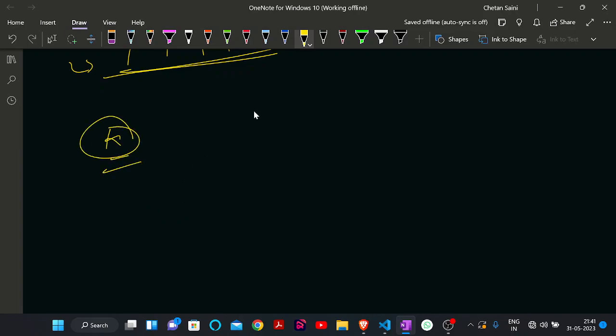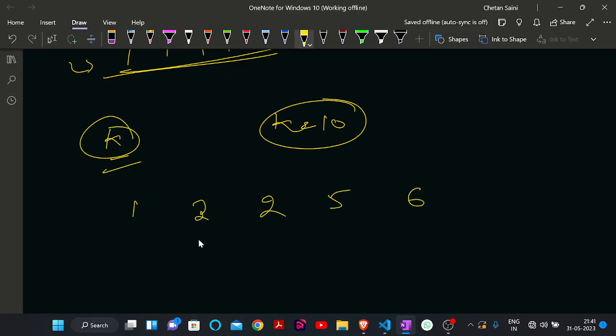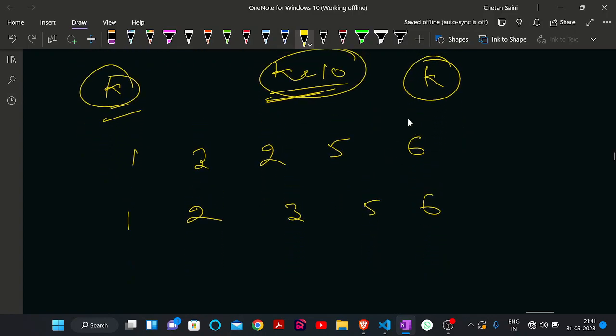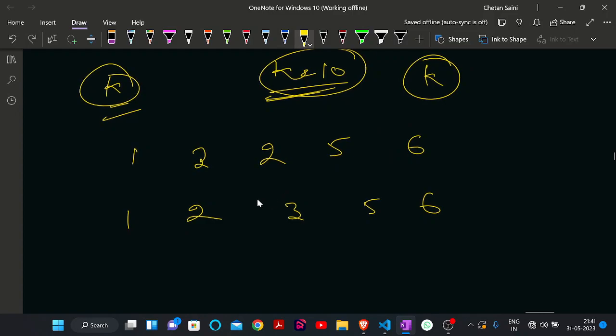Now just think that the value of our k is given to us as 10, and our array is 1, 3, 2, 5 and 6. So if we sort it, there will be 1, 2, 3, 5, 6. Now we are going to perform these k operations. What is our target? That we want to maximize our minimal element.